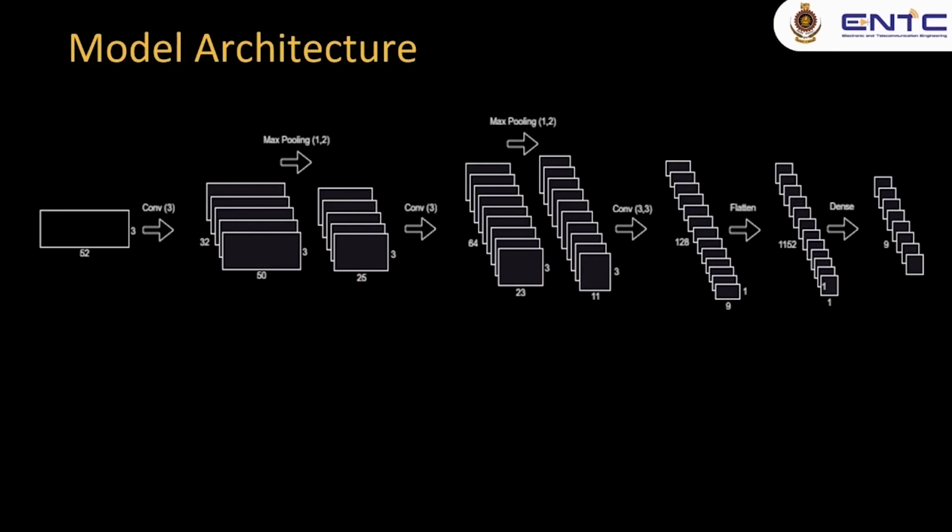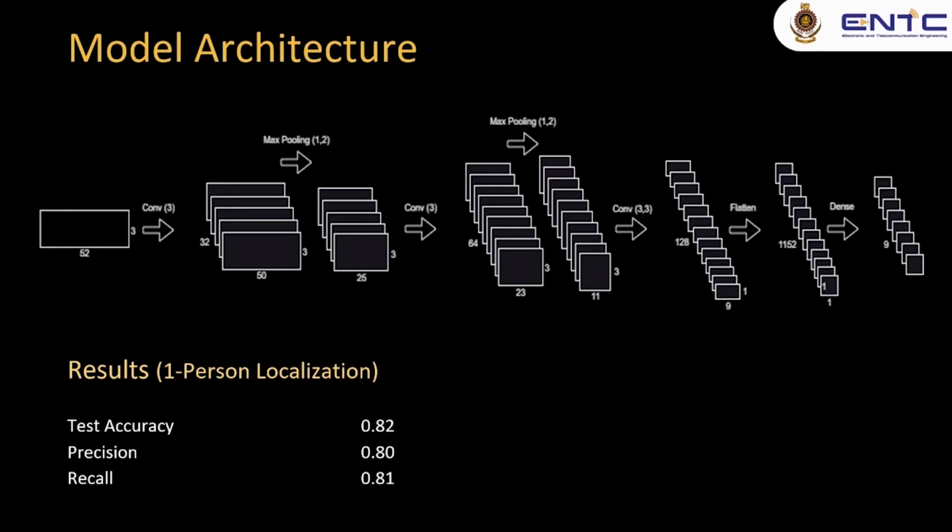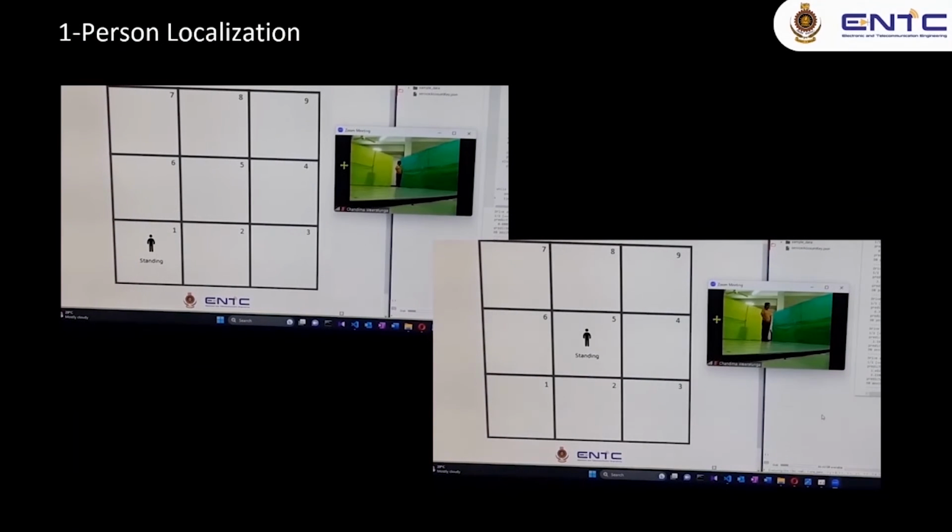For localization and activity recognition, we used 2 different deep learning algorithms. Localization task was done using a convolutional neural network. We were able to achieve a test accuracy around 82% for the single person localization and 70% test accuracy for the 2-person localization. In this demonstration, we can see how our model predicts the location of a single person on a grid system.